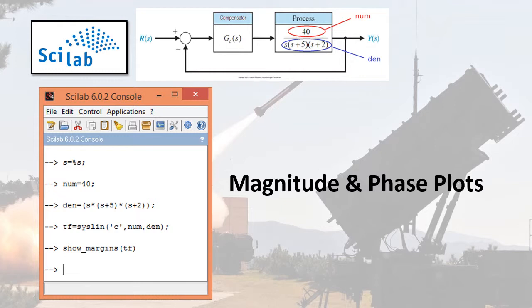TF equals syslin('c', num, den). The syslin is to show that the system is in a linear form. The 'c' is to make sure that the Bode plot shown will be in the continuous time domain. Then lastly, we type show_margins(TF). This is in order to generate the magnitude and the phase plot of the system.